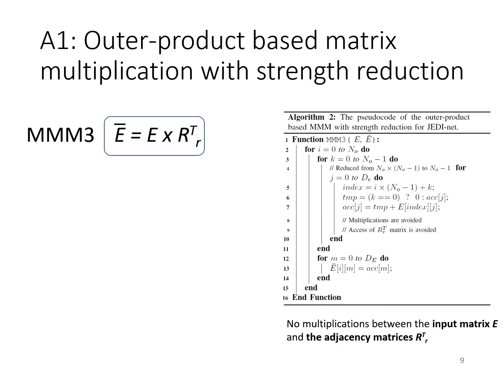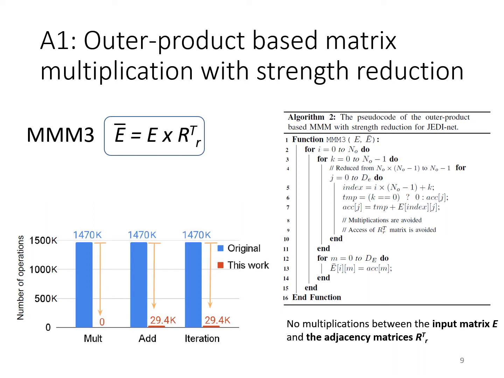The detailed implementation is shown in this pseudocode. You can find that the multiplication operations are unnecessary because the receiving matrix only has binary values. In addition, the memory access of the receiving matrix can also be avoided because the values can be fused into the row index. The reduction of the operations and the iteration numbers is significant.